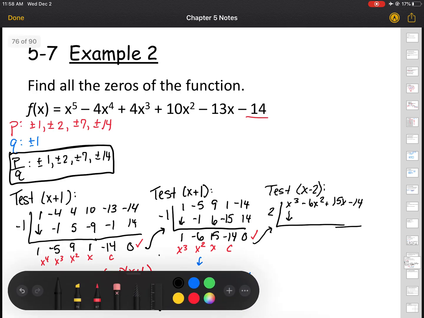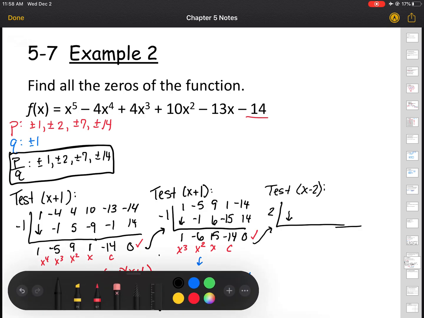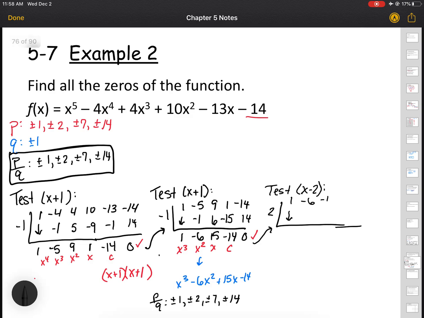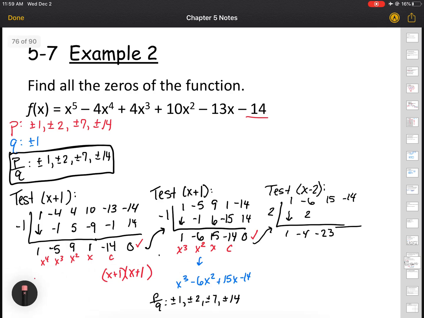I wrote it all the way out, but I'm going to use the coefficients. Sorry about that. So 1, negative 6, 15, negative 14. Drop that 1 down, and 1 times 2 is 2. Excuse me, negative 4, negative 8. And 15 plus negative 8 is... I screwed up somewhere, let's see. Oops, that should be a positive 15. Here we go. There we go.